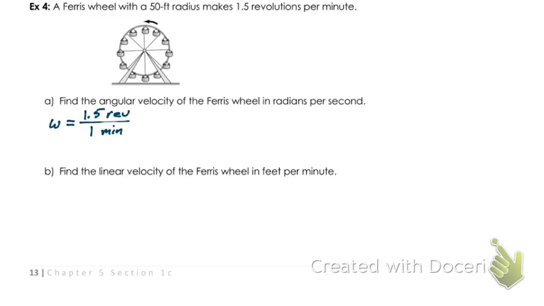Now all we have to do is put it in radians, so we have our angular velocity in radians. In order to do that, you can think about it as just multiplying by 2 pi. Another way to put it is, since there are 2 pi radians per 1 revolution, our revolutions would then cancel out. But in short, I'm just multiplying by 2 pi every time. That's just going to give me 3 pi radians per 1 minute.